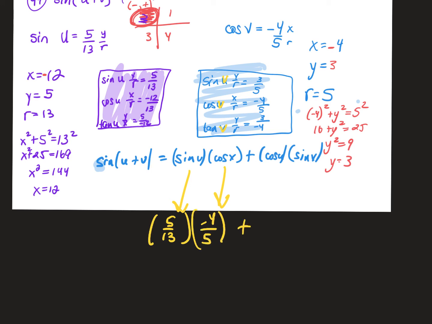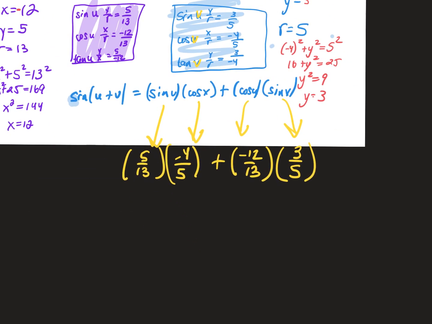Then I have a plus sign, so I take the cosine of u. So look to the left. Cosine is negative 12 over 13. And then I have the sine of v, which is 3 over 5. Now I simplify. Multiply the numerators. 5 times negative 4 is negative 20, and 13 times 5 is 65. Plus negative 12 times 3 is negative 36, and 13 times 5 is 65.